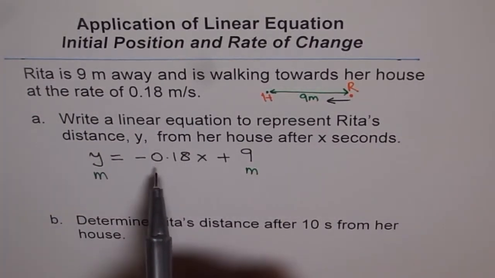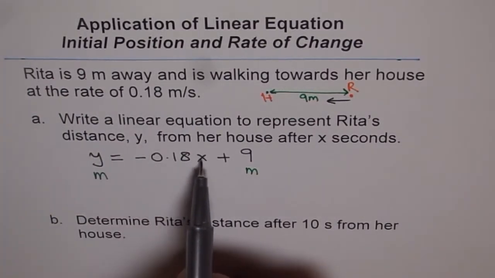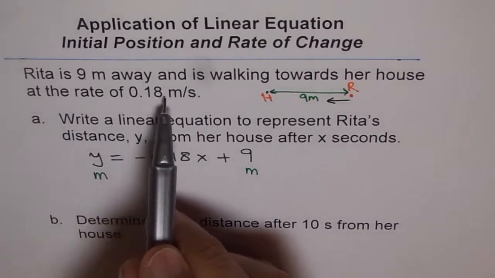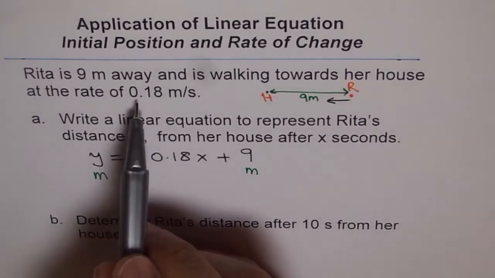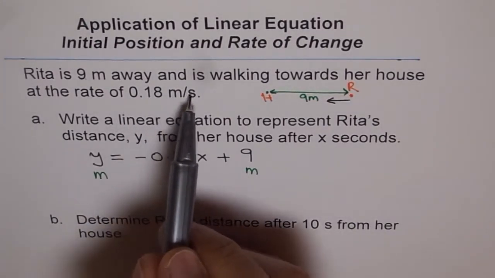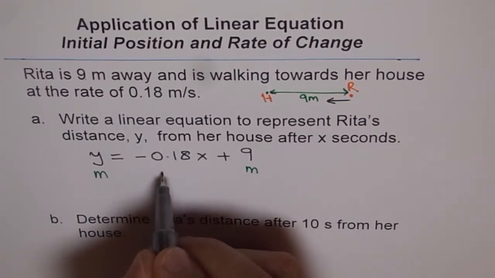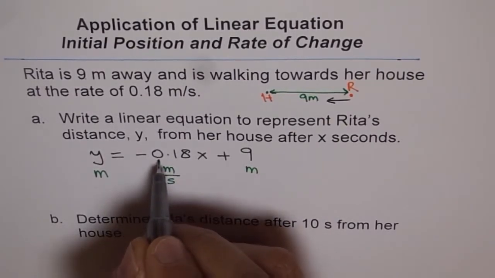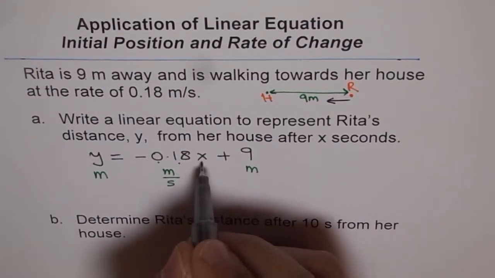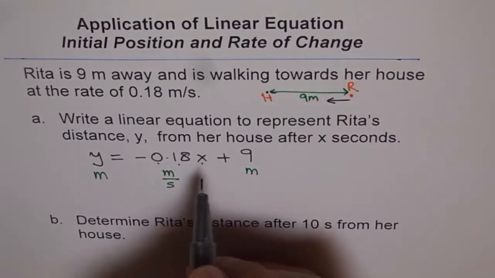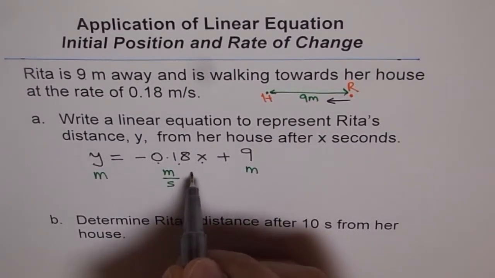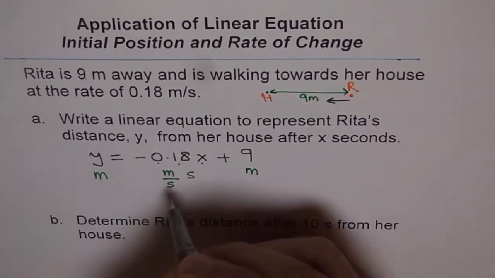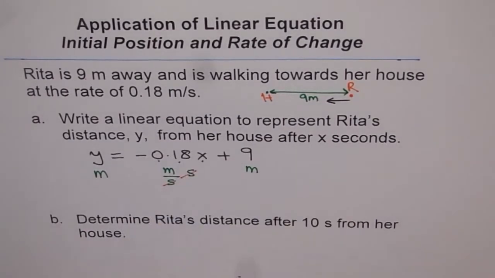But here we have 0.18 times x. Now what is the unit of speed? Strictly speaking, 0.18 is in meters per second, right? So this unit here is meters per second. This is the unit for 0.18. And then we have x, time. What is the unit for time? The unit for time is seconds. So note here, as you can see, seconds and seconds cancel.